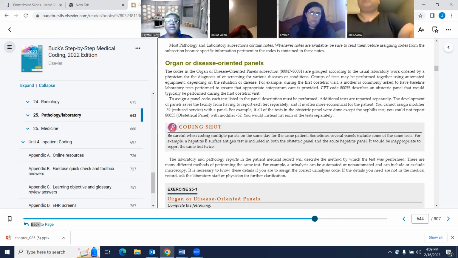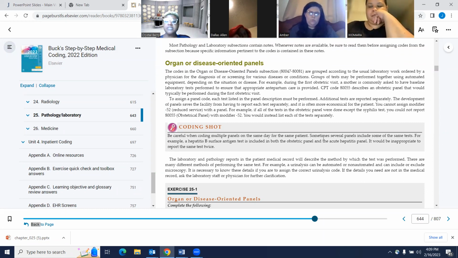And it states here, be careful when coding multiple panels on the same day for the same patient. Sometimes several panels include some of the same tests. For example, a hepatitis B surface antigen test is included in both the obstetric panel and the acute hepatitis panel. It would be inappropriate to report the same test twice. You have to be very careful with that because that can be documented as fraud.